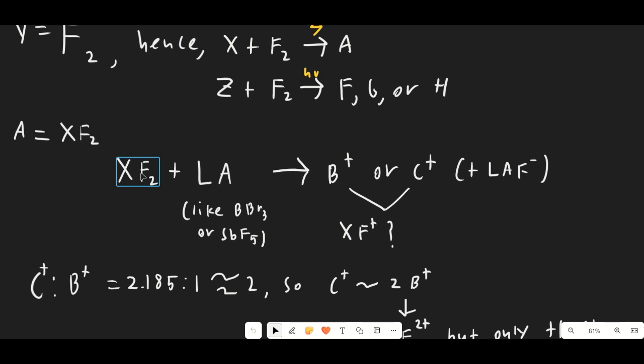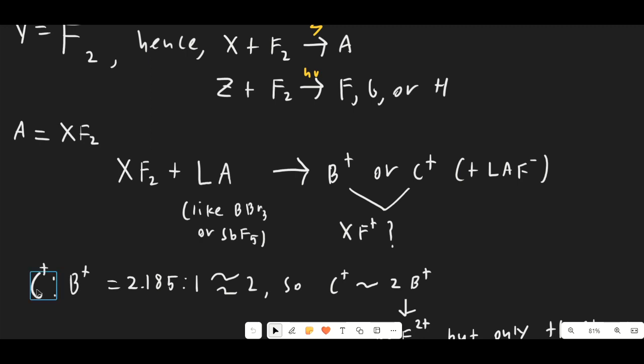And so that's why, obviously, the other product has to be the counterion, which in this case is going to be the Lewis acid as an adduct with the fluoride ion. And so we get two different cations, and obviously the most obvious thing that comes to mind would be if it extracts a fluorine, we just get XF+. So that's probably one of these.